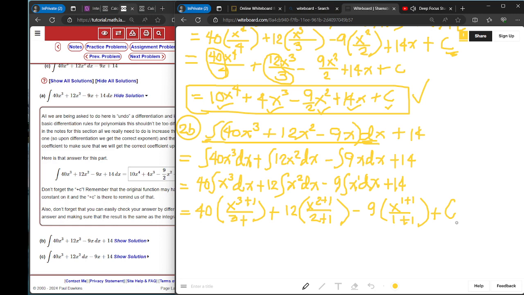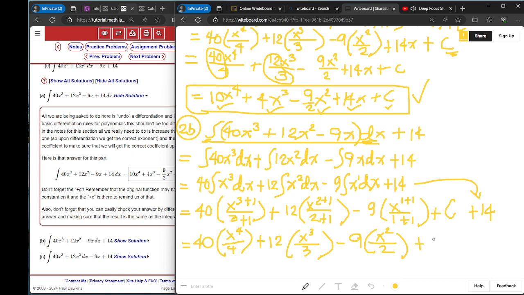Then we should not forget c. It's in the rule that when integrating, the last term should be plus c. But do not forget plus 14, since it's part of the given. Then proceed to integration. So we'll have 40 times x to the fourth, since that is 3 plus 1, over 4, plus 12 times x cubed, or x to the 3 over 3, minus 9 times x squared, or x to the power of 2 over 2, plus c plus 14.